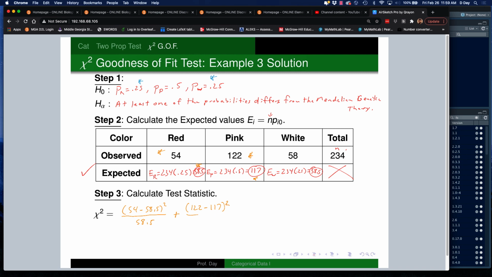Square that and divide it by 117. You've got to be very careful when you're putting these numbers in by hand. This is kind of why you don't want to do these by hand, because if you have more than 3 categories here, it gets tedious. And then the last one, our observed value was 58, minus 58.5. We square that and we divide it by 58.5, by its expected value.